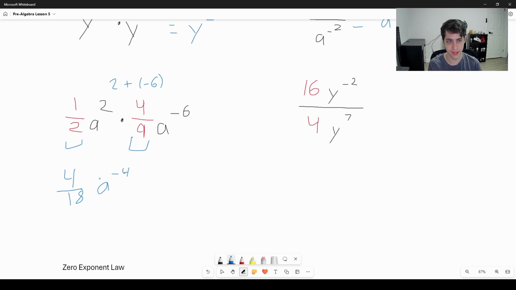One thing to keep in mind is if we ever see a variable off to the side of a fraction like this, that means it's actually in the numerator. It's just to make it easier to understand, a lot of times we write it separately. But if it's ever off to the side, it is in the numerator.